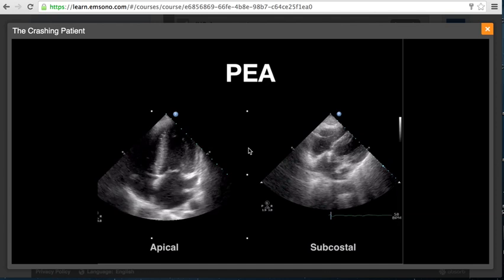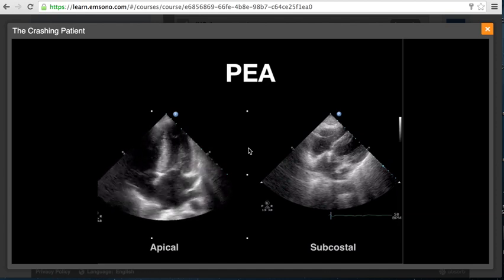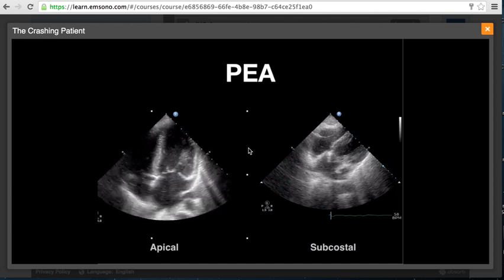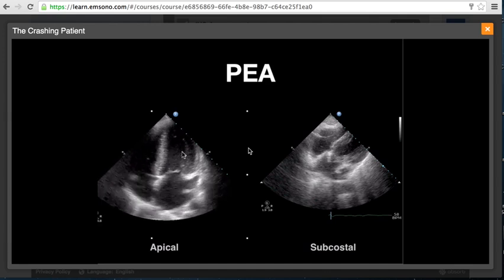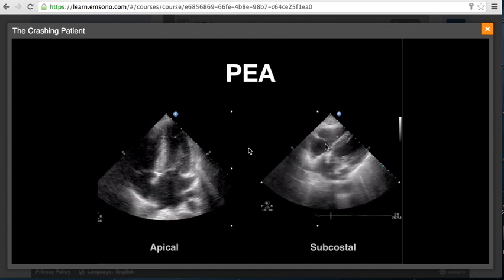Here was another patient that came in a PEA arrest. The question was, once again, did this patient have organized cardiac activity? And you could see on this apical view here that yes, the patient does have organized cardiac activity. And again, you can now start looking for potential causes of this. Here was a subcostal view of the same patient. And yes, again, you notice that there is organized cardiac activity.